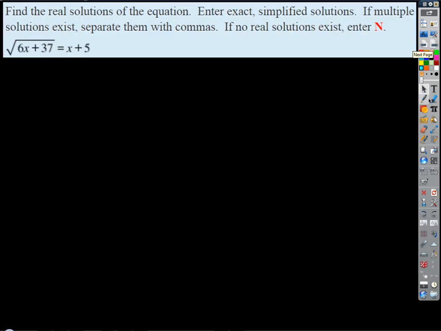Okay, what about this guy? This one's a little bit harder. I'm going to square both sides. What happens when I square both sides this time?